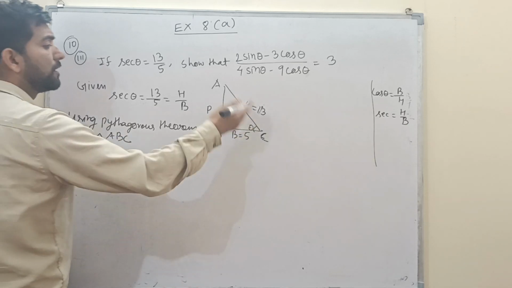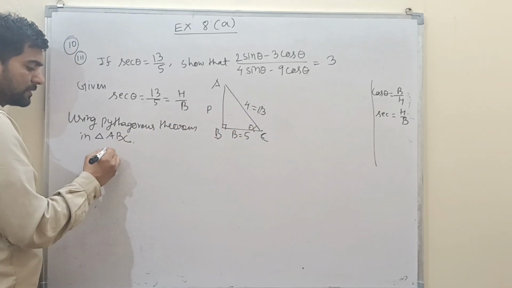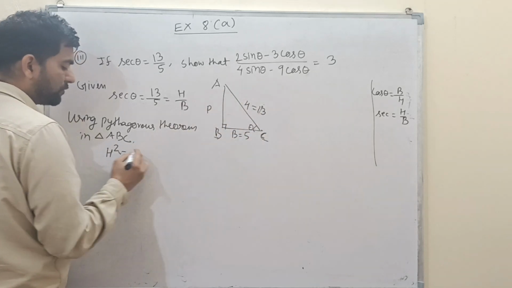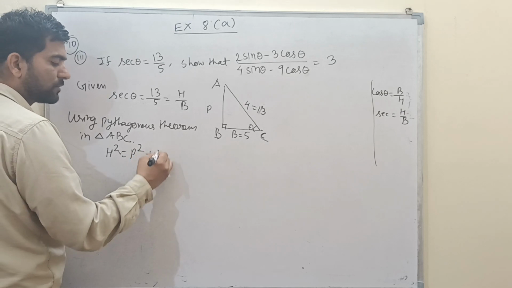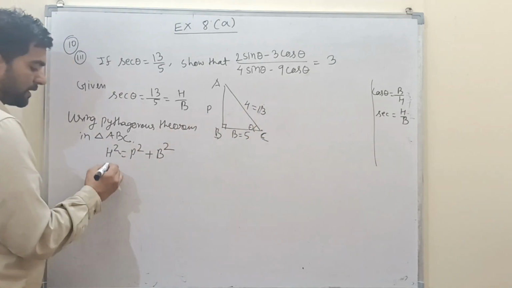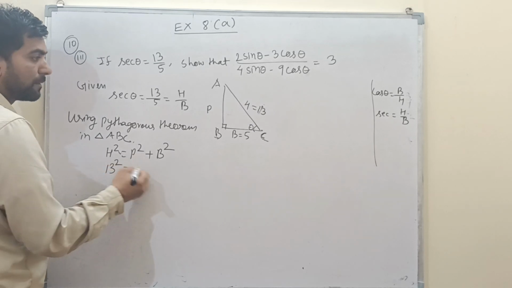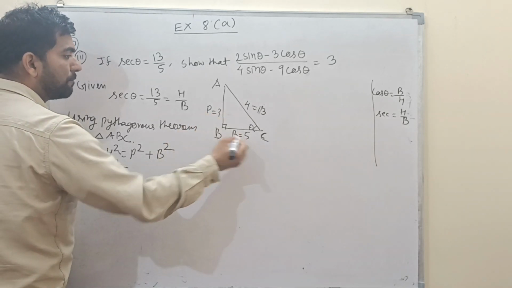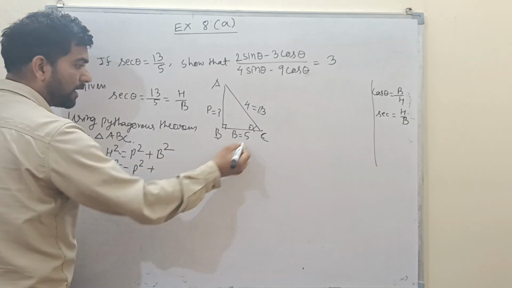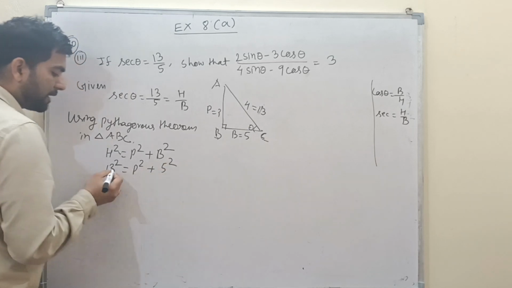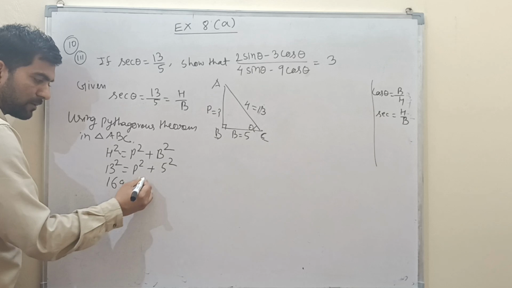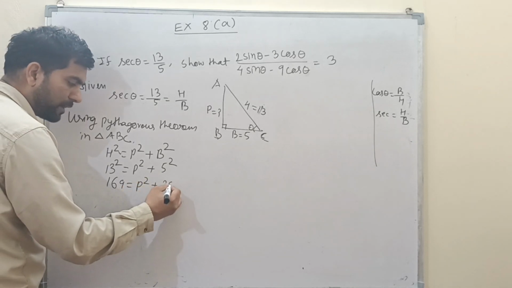So we have a triangle. Hypotenuse square is equal to perpendicular square plus base square. Substitute the value. Hypotenuse we have 13, so we write 13 square equal to perpendicular, which we have to find out, we write P, and base we have the value 5 square. 13 square means 13 into 13, it will be 169. P square will be P square and 5 square will be 25.